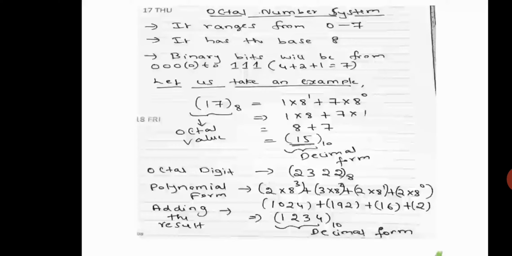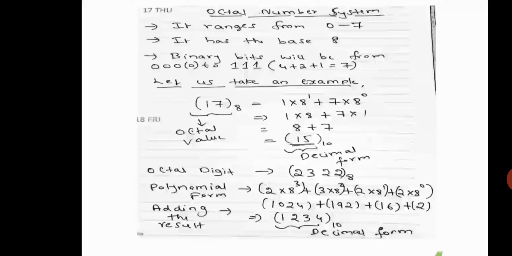You can see the polynomial form. What is the polynomial form? Let us start from the right hand side. It is a better habit, and you have to cultivate that habit. Take 2 into 8 to the power 0, plus 2 into 8 to the power 1, plus 3 into 8 to the power 2, plus 2 into 8 to the power 3. That is nothing but the polynomial form.